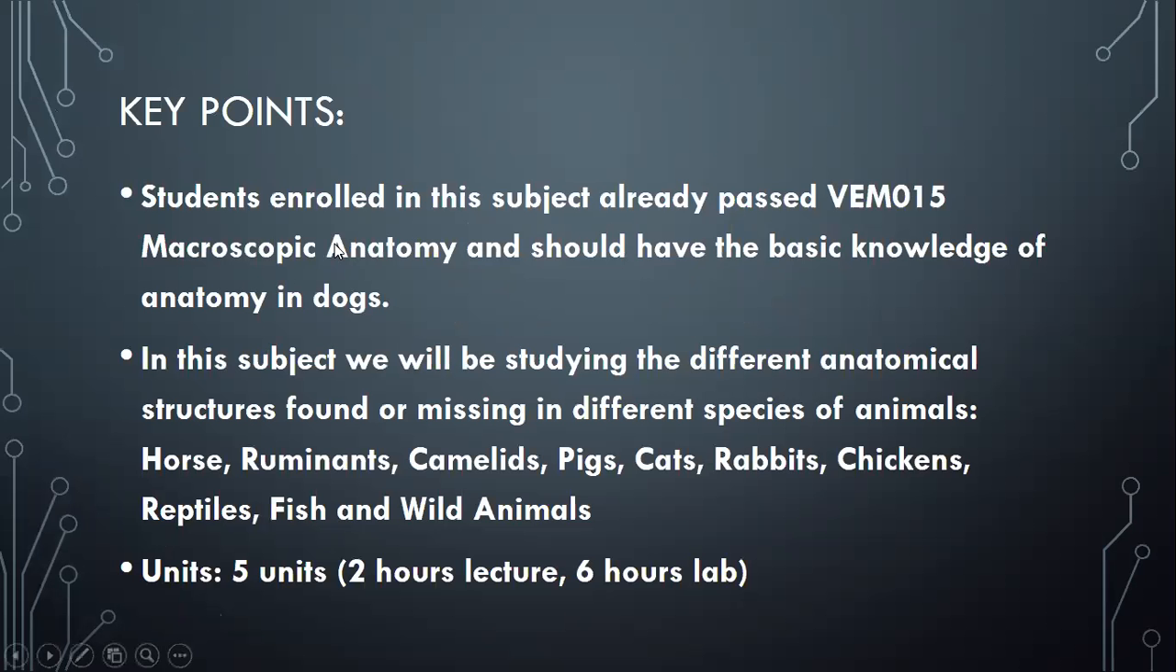So, key points. As I've said, students enrolled in this subject have already passed VEM015, macroscopic anatomy, and should have the basic knowledge of anatomy in dogs. In this subject, we will be studying the different anatomical structures found or missing in different species of animals, starting with the horse, ruminants, camelids, pigs, cats, rabbits, and chickens, avians actually, but our representative species for that are the chickens. We also have reptiles, fish, and wild animals. We call them the miscellaneous species. This subject has 5 units, 2 hours of lecture per week, and 6 hours of laboratory per week.